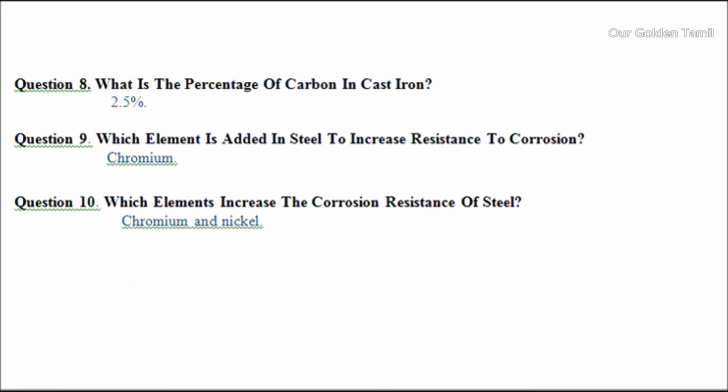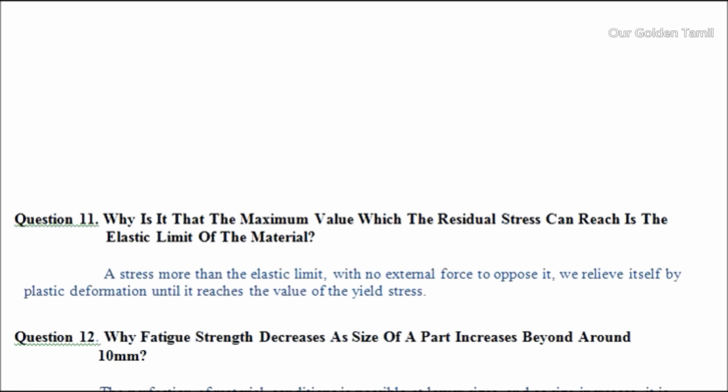Question 8. What is the percentage of carbon in cast iron? 2.5%. Question 9. Which element is added in steel to increase resistance to corrosion? Chromium. Question 10. Which elements increase the corrosion resistance of steel? Chromium and nickel.